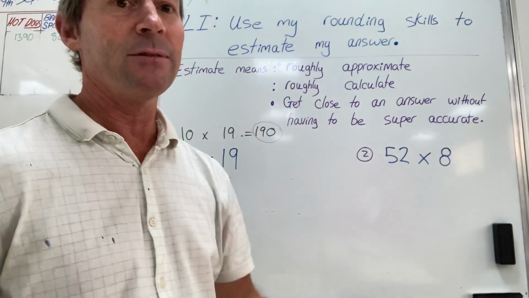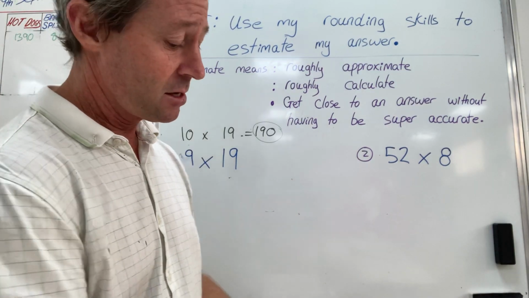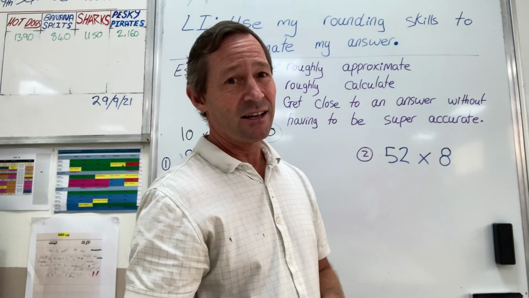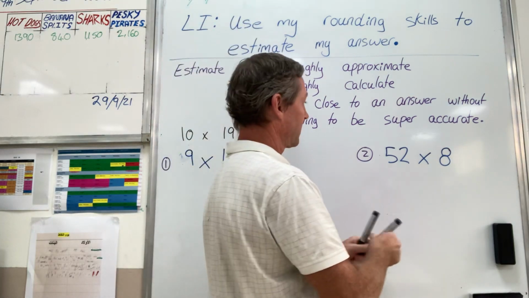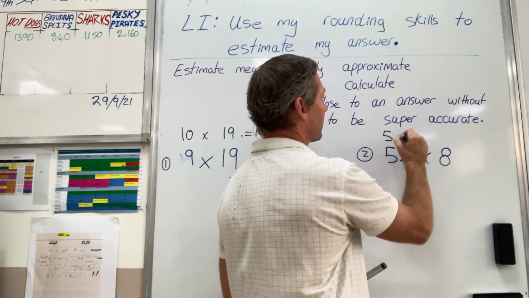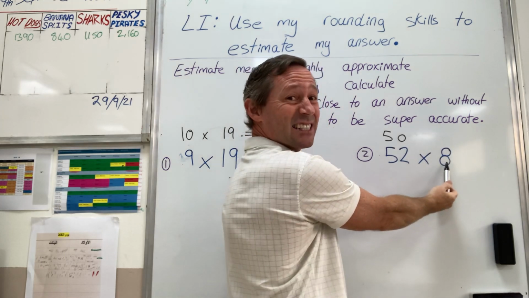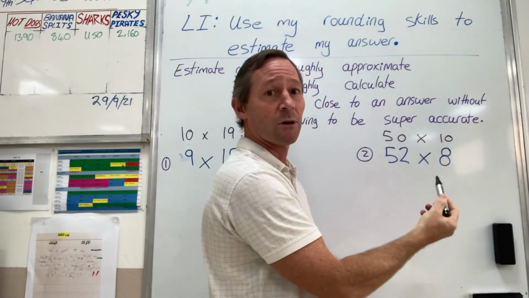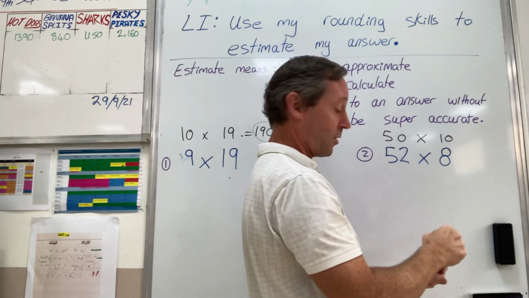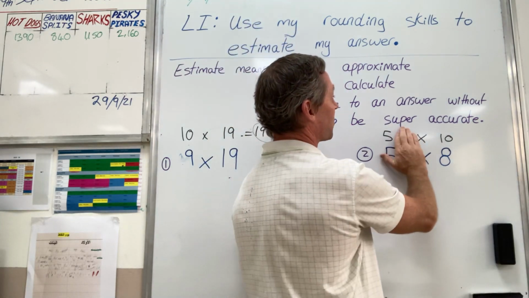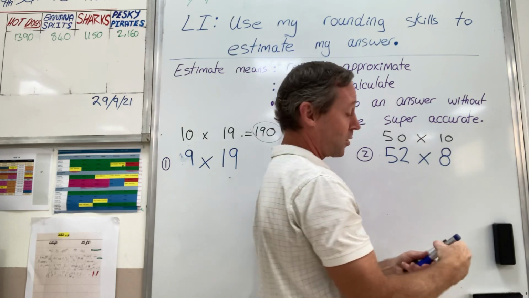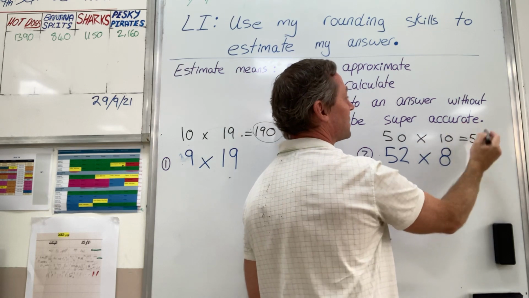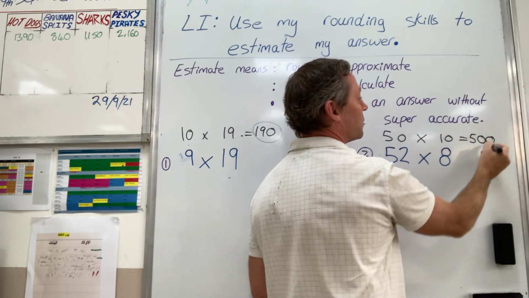So look at this one over here, 52 times 8. I might change 52 to a friendly number that ends in 0, and I'm thinking of 50. Eight is close to 10, I might do that. And then I can multiply. I might not know 50 times 10. If I cover up those 2 zeros, I know 5 times 1 is 5, and then I can put the 2 zeros on the end, which would give me 500.